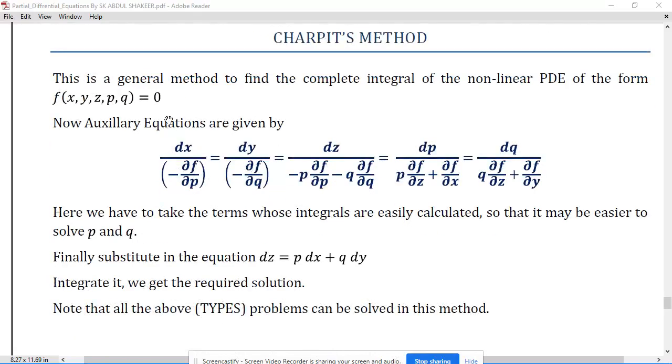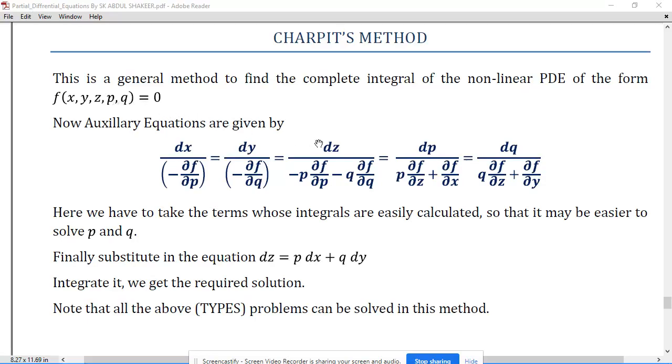Now, Charpit's method, the last method, that is type 6. So it is a very useful method. It is a general method to find the complete solution or complete integral of the nonlinear partial differential equation. It is in the form f of x, y, z, p, q equal to 0, that is the equation involving x, y, z and p, q also.